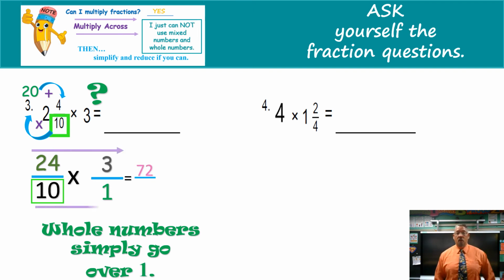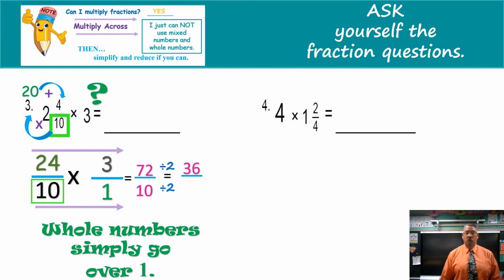24 times 3 on my calculator tells me that's 72, and 10 times 1 is 10. I can see that they're both even, so I'm going to simplify. So I'm going to reduce by 2's. 2 will go into 72 36 times, and 2 will go into 10 5 times. Now 5 won't go into 36 evenly because it doesn't end with a 5 or a 0, and 5 is a prime number. However, I am still top heavy.